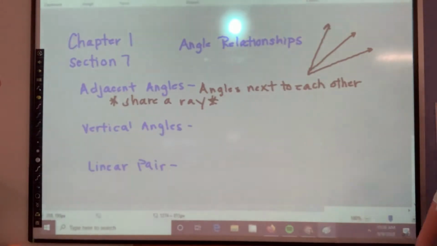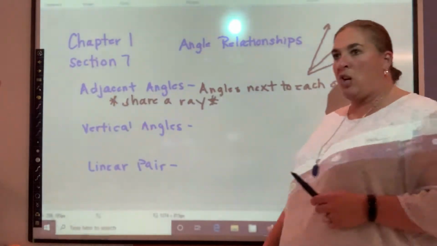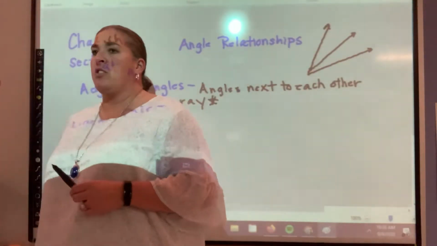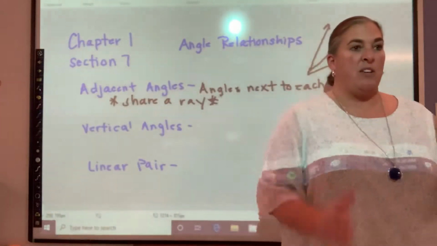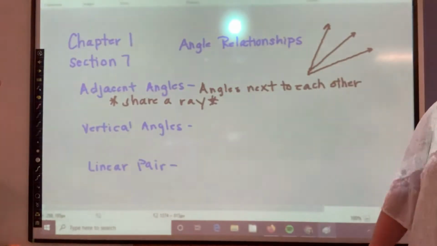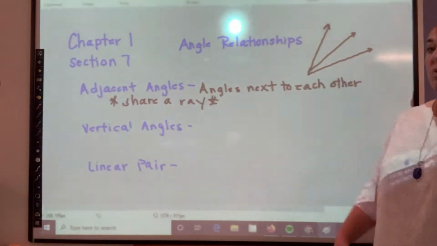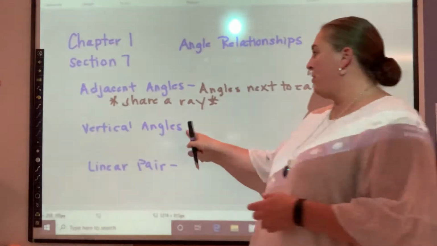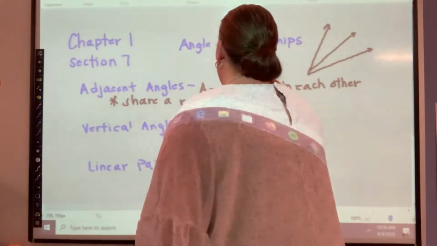Vertical, for all of you athlete people, if you're interested in a vertical jump, what way is a vertical jump? Up. Up and down. So these are angles. Right now, Evie and I are vertical from one another. What's that mean? We're not next to each other, but we are across from one another. So vertical angles are across from one another.